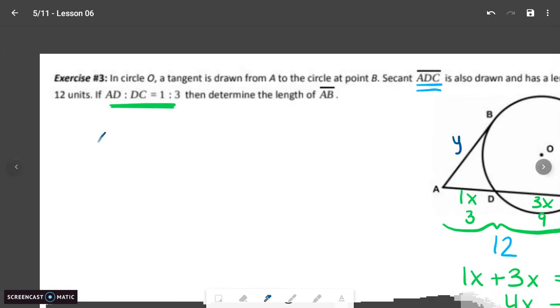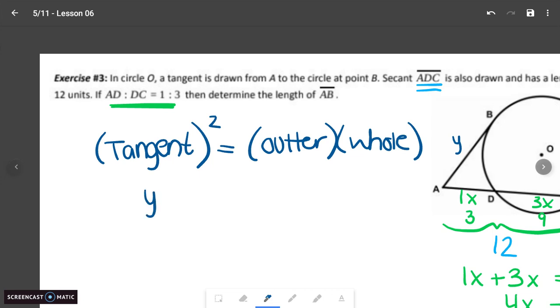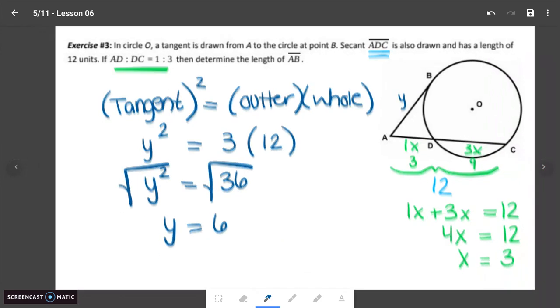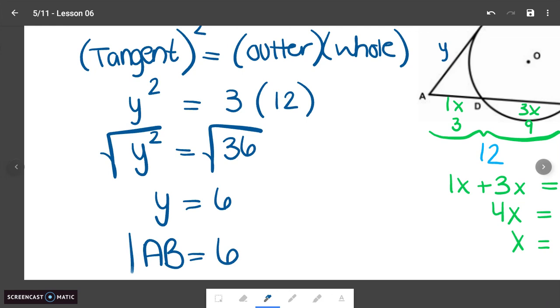So remember, the new one is having tangent squared, and that's equal to the outer times the whole. So tangent in this case, we're going to call it Y, so Y squared equals the outer piece was 3, the whole thing was 12. So we end up with Y squared equals 36. Take the square root of both sides. Y is equal to 6. So the length of AB, which is what we were trying to find, is equal to 6 in this case.